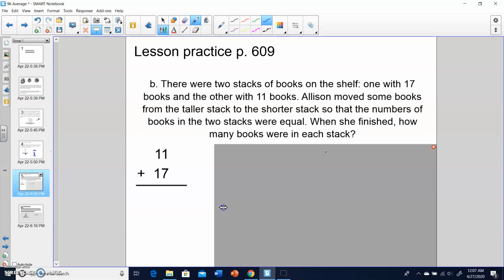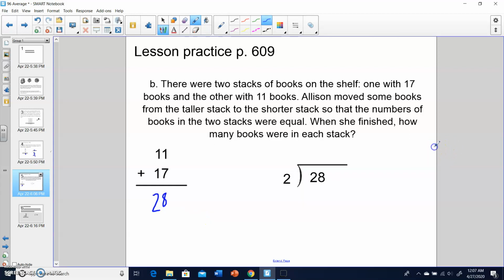Okay, step 1 is to add together. So 11 plus 17, 1 plus 7 is 8. 1 plus 1 is 2. So I have 28 books total. And how many groups do I have? 2. So 28 divided by 2. 2 divided by 2 is 1. 1 times 2 is 2. And then bring down the 8 and divide again. 8 divided by 2 is 4. 4 times 2 is 8. Okay, so how many books were in each stack if they were equal? There'd be 14 in each stack. That would be the average.